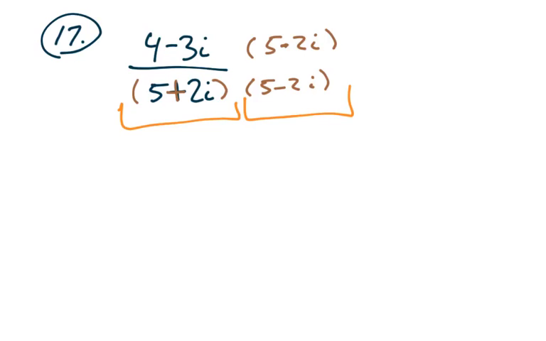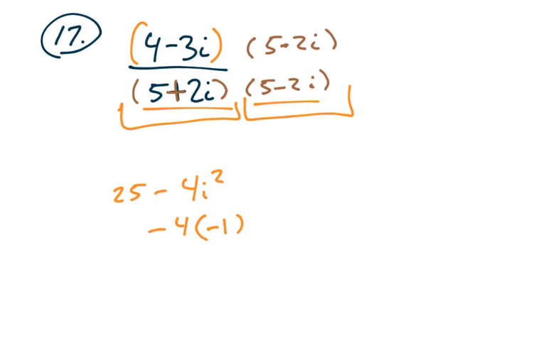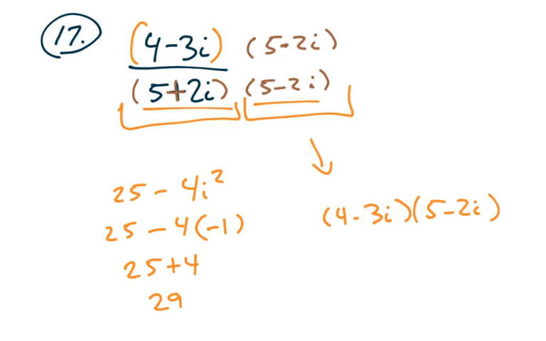So I'm going to leave the numerator alone for now. I'm just going to play with the denominator. So if I have the difference of squares, this is 25 minus 4i squared. We know i squared is negative 1, so we have 25 minus 4 times negative 1, which is 25 plus 4, which is 29. So this becomes 4 minus 3i times 5 minus 2i over 29.